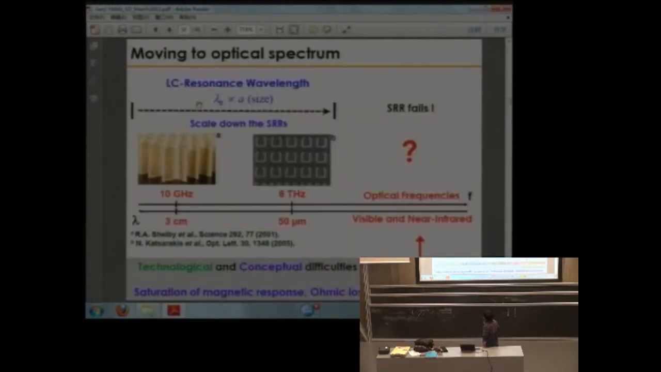As I have already mentioned, the operating wavelength of the split-ring resonators is proportional to its size. So by directly scaling down the size of this resonator, people can realize a very strong magnetic response from a split-ring resonator array at terahertz. However, when we move to optical frequencies, the fabrication of the split-ring resonator is very difficult, and there are also many conceptual difficulties, including the saturation of the magnetic response of the split-ring resonator, and in this metal there are very high ohmic losses, and particularly there's a theoretical problem, which is the homogenization of the metamaterials.